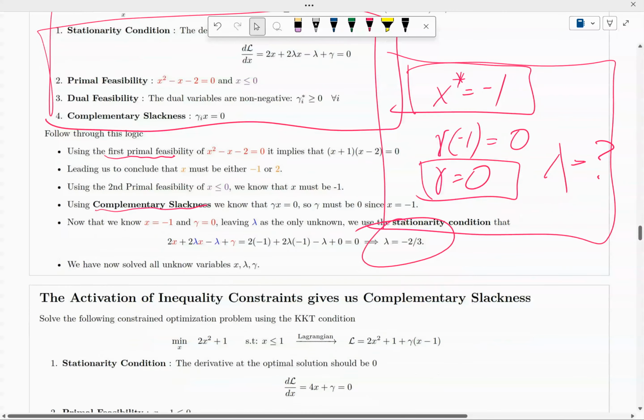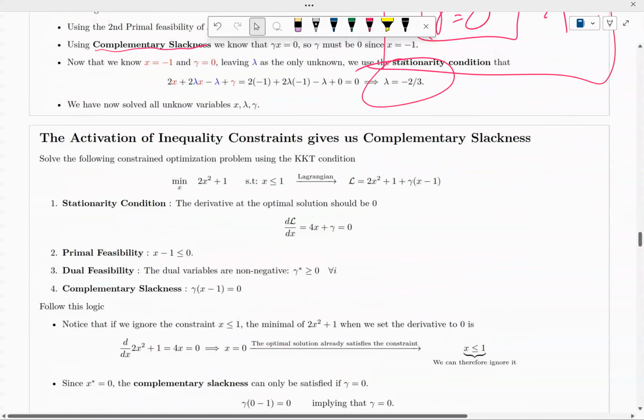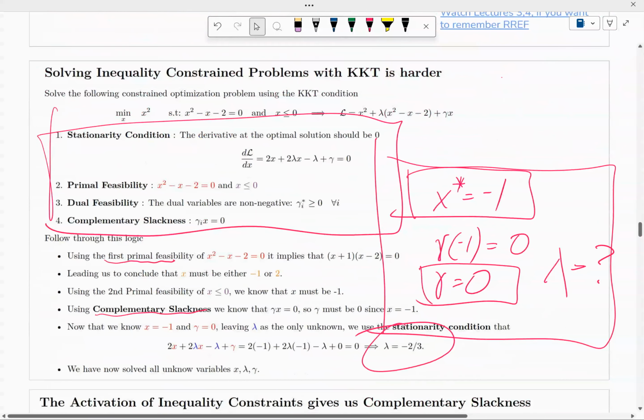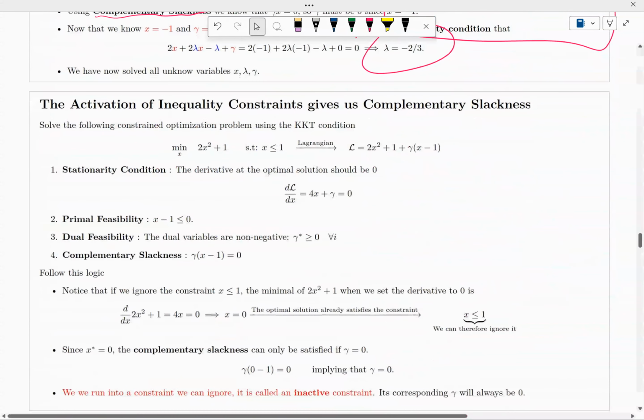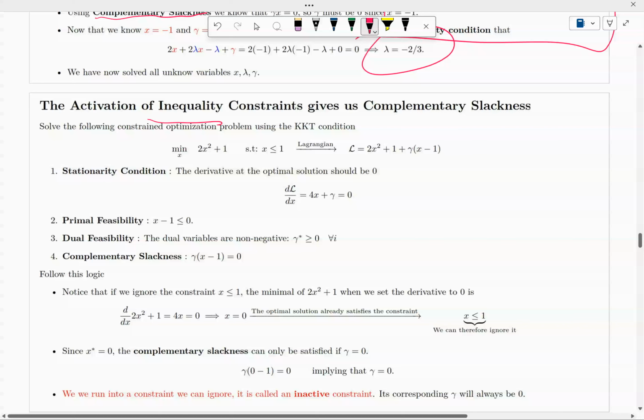Okay, so this takes quite a bit of practice. Obviously, when you watch somebody else do it, it's different. They've already done this many times. But when you are doing it yourself for the first time, you need to really think about how to combine multiple logic steps so that you can come up with a solution. Now, the activation of an inequality constraint gives us the complementary slackness. So we now need to introduce this concept of activation.